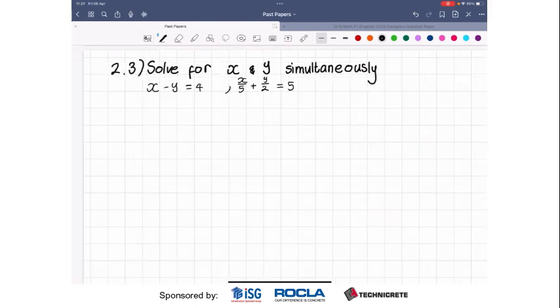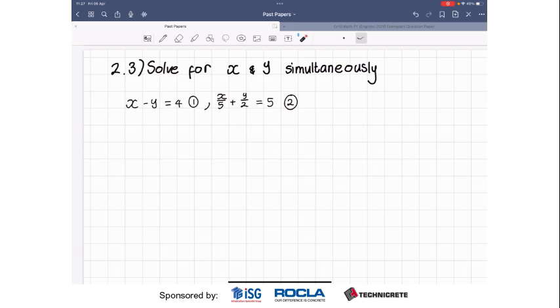Then for the final part of question 2, 2.3, we've got two equations in x and y that we've been asked to solve simultaneously. So I'm going to call this equation 1, and this one is going to be equation 2. The first thing that I notice is that equation 2 has got the variables in fraction form, and I don't really want that. It's going to be difficult to work with, so I'm first going to simplify this equation 2.